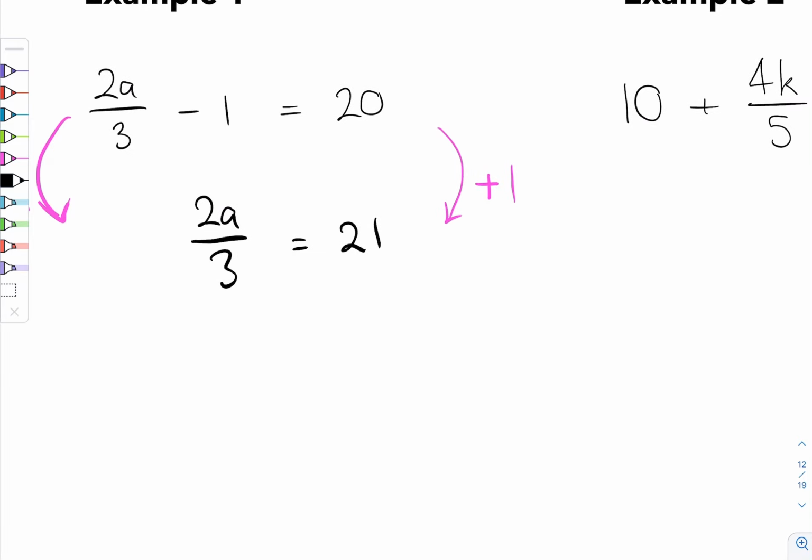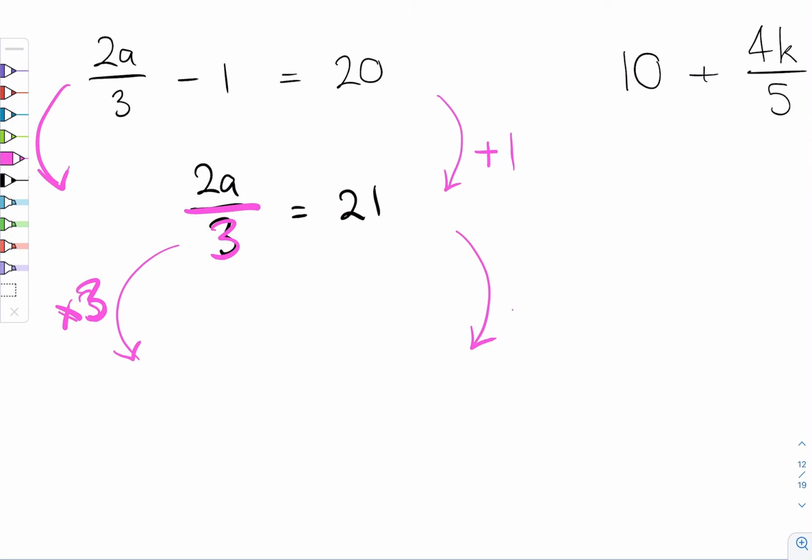So you may recall from the previous example, if there's a denominator down here and I want to remove it, I am going to multiply by it. So it'll be 2a divided by 3, then times by 3 again will basically cancel these 2 numbers out. So I must apply this to both sides. My left-hand side, once the 3 has been cancelled, just leaves me with 2a over 1.